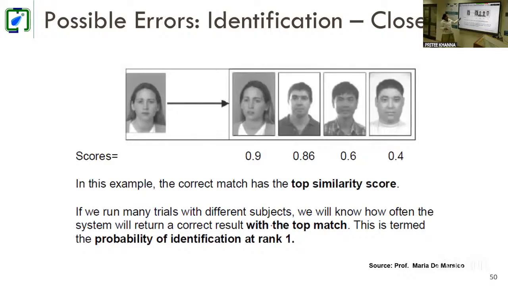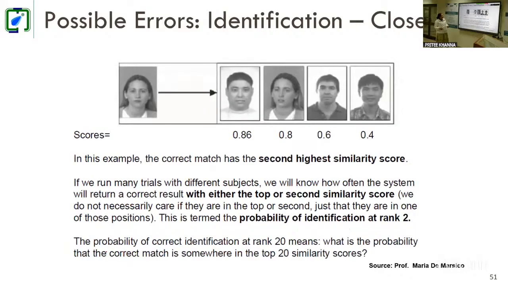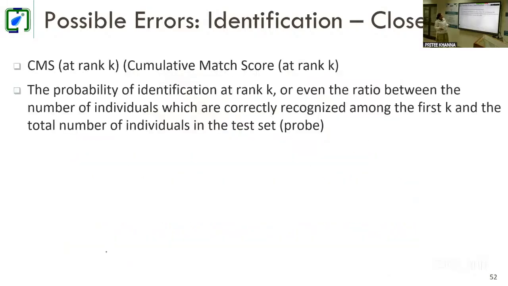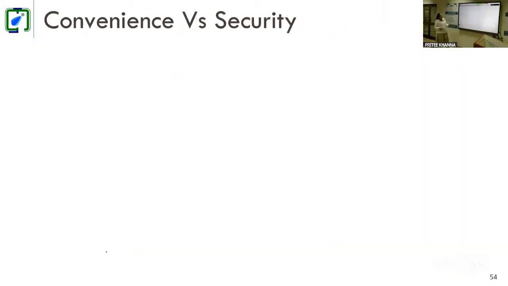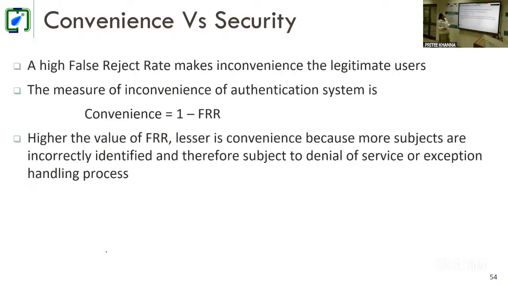Here again you can see the top one, rank 1. The correct match is the top similarity, the top match. Here you will say probability of identification at rank, like we are talking about rank K. Have a look over there and ask questions. Although it is written, now finally we have reached convenience versus security.